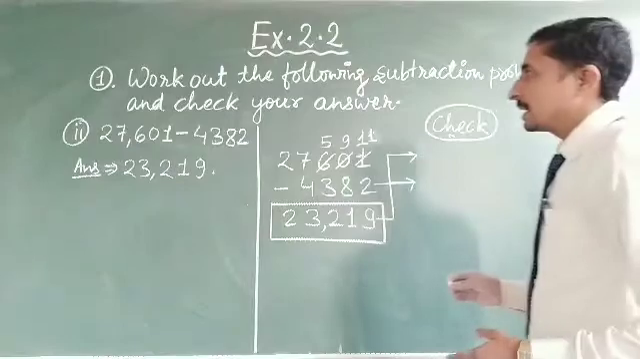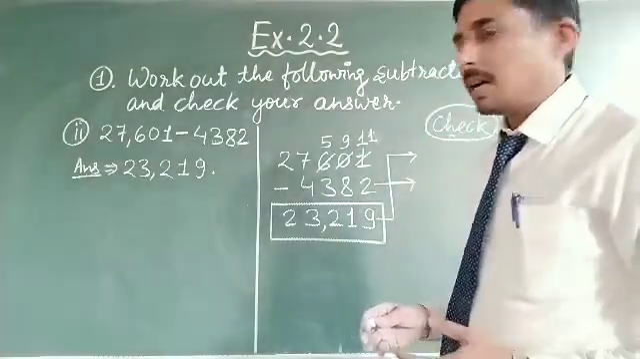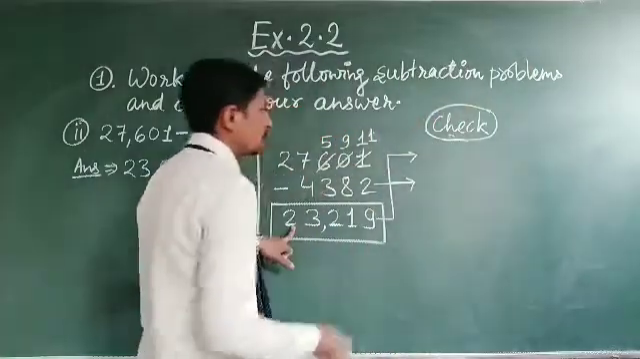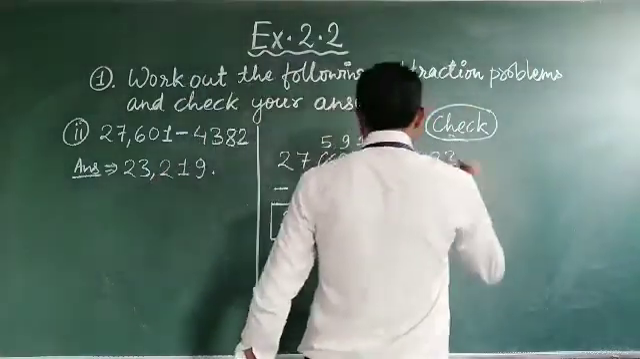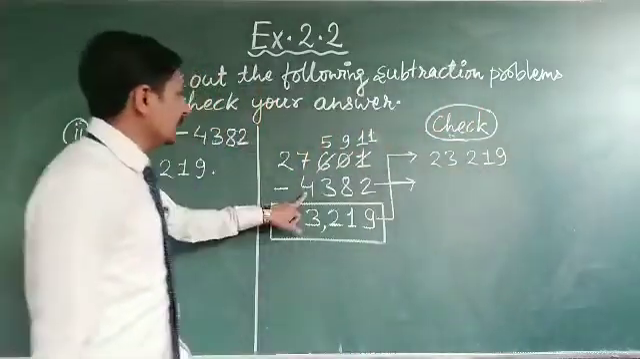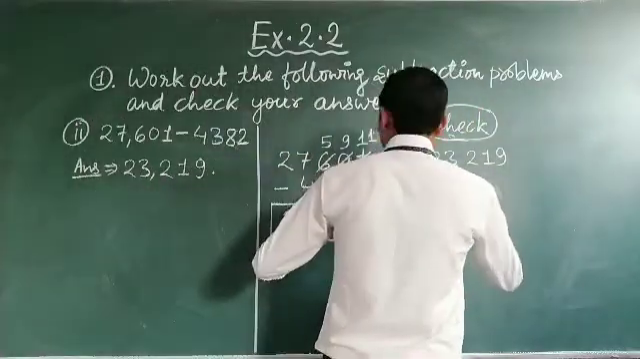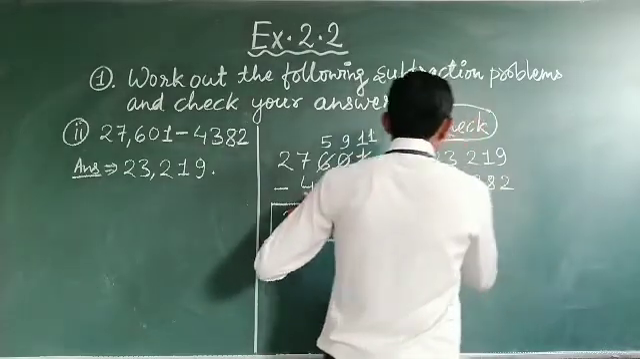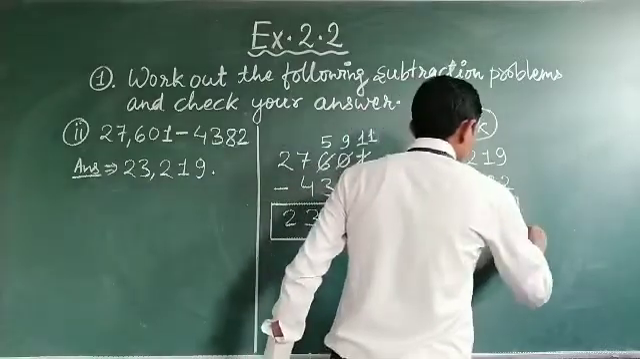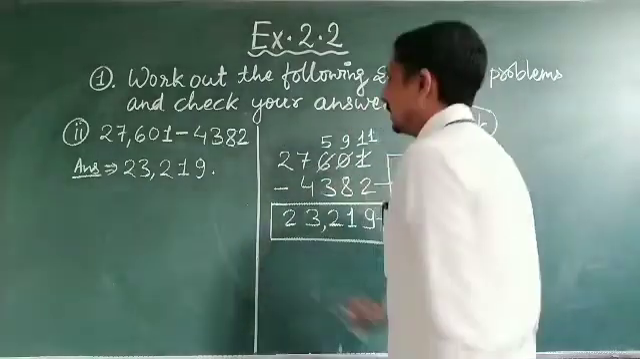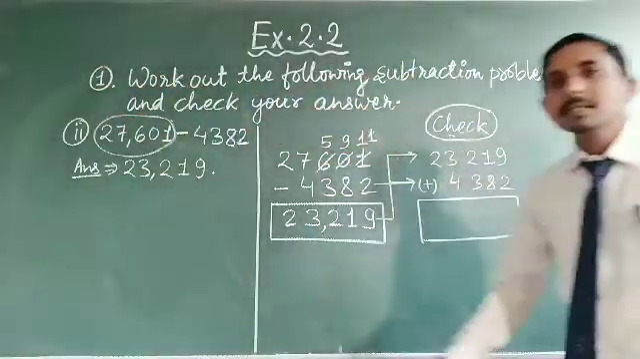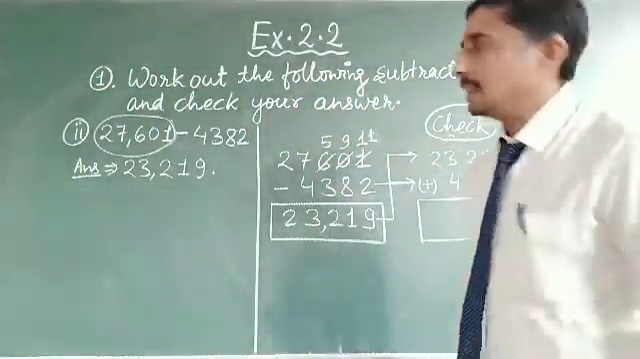Now we have to check whether our process and our answer are correct or not. For that we write the number 23,219 first on the top, and then write this number below it, that is 4,382, and do the addition. When we add, we get this number. If we get this number, that means our subtraction is right, our answer is right.